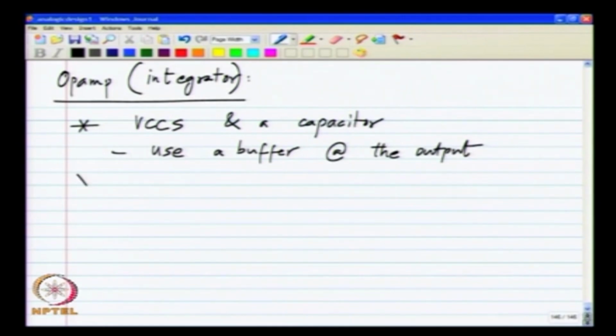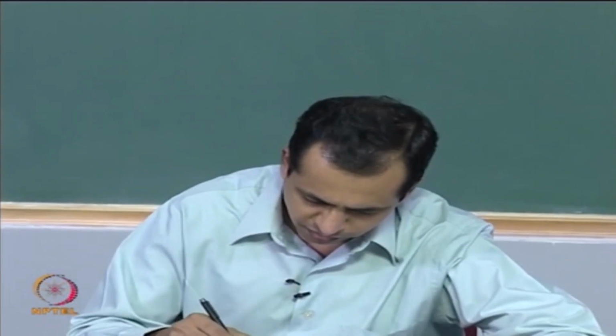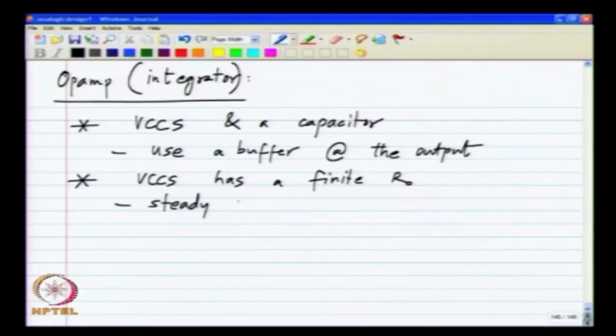Now, the problem is that the VCCS has a finite output resistance. So, this means that there is a steady state error, that is, even for a DC input, for an input that is constant, the output will not settle to k times the input, it will settle to something slightly smaller than k times the input. So, this is known as a steady state error or a DC error.